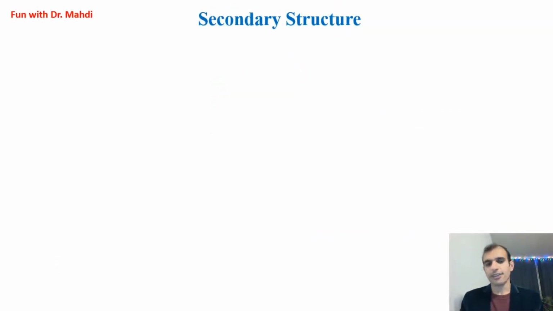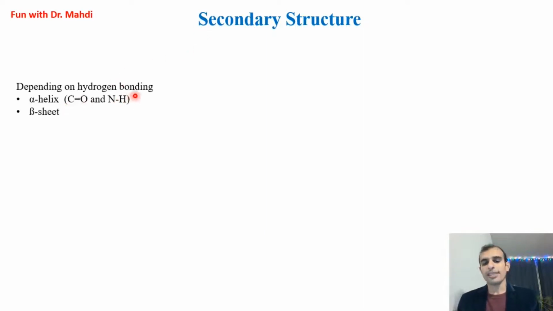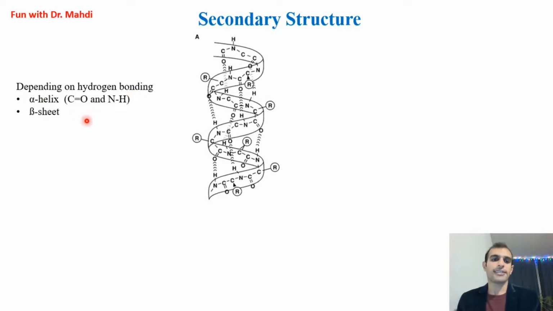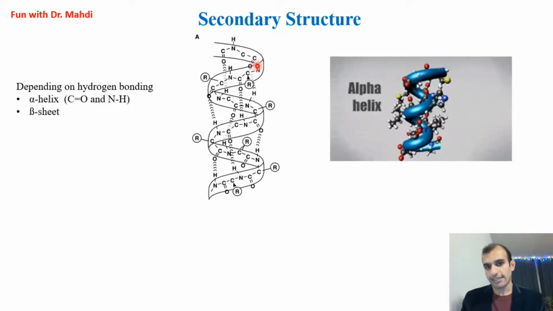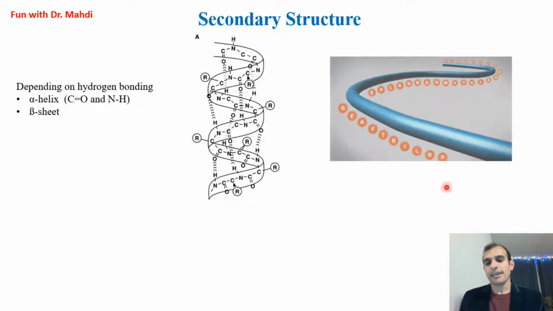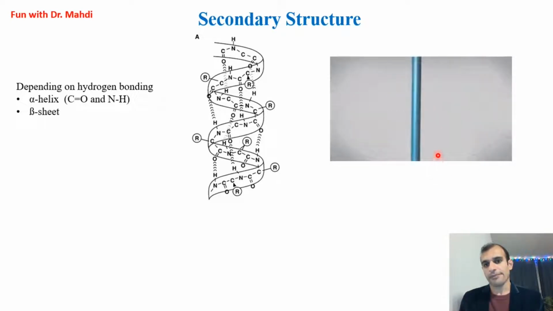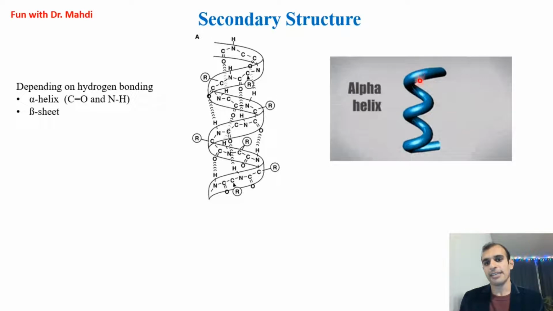And now secondary structure. Depending on hydrogen bonding, there are two different types of secondary structure. I mean alpha helix and beta sheet. Alpha helix is because of hydrogen bonding between CO and NH in two different amino acids in one strand. Here we have a strand and you can see hydrogen bonding between CO and NH. After that the strand will become a spiral, and in every turn there are 3.6 amino acids. And here you can see the alpha helix structure. I mean after hydrogen bonding, a strand will be spiral.